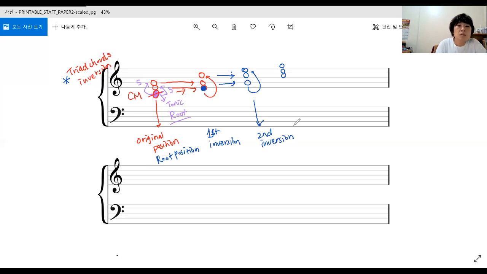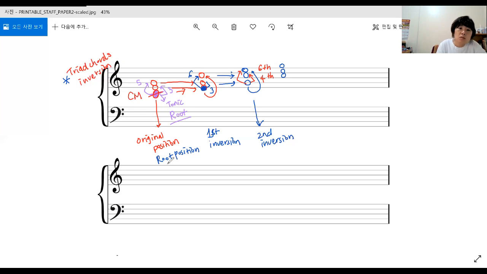Okay, so E to G is what? This is a third, right? The interval. But from the bottom to the top, E, F, G, A, B, C, this is a sixth, right? And then the second inversion, G to C is a fourth. And from the bottom to the top, G, A, B, C, D, E, yeah, this is a sixth, right?